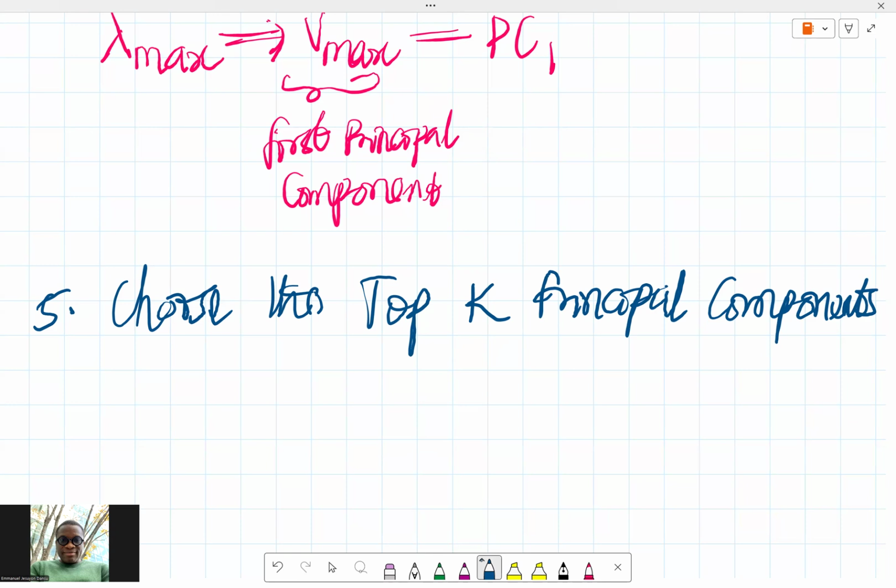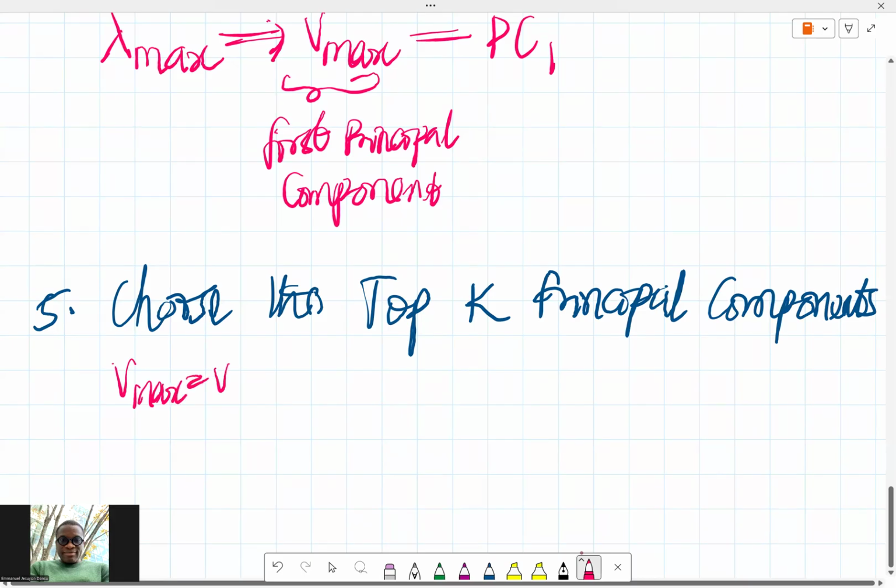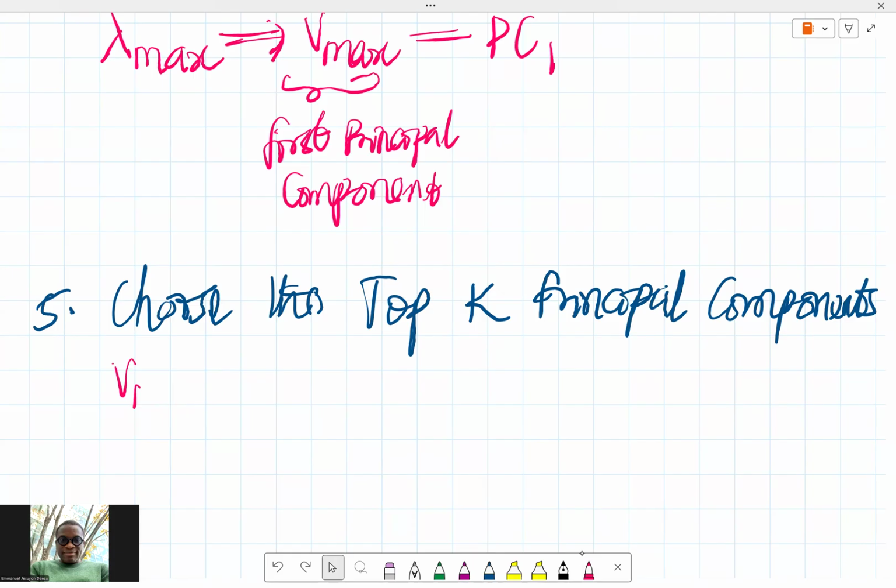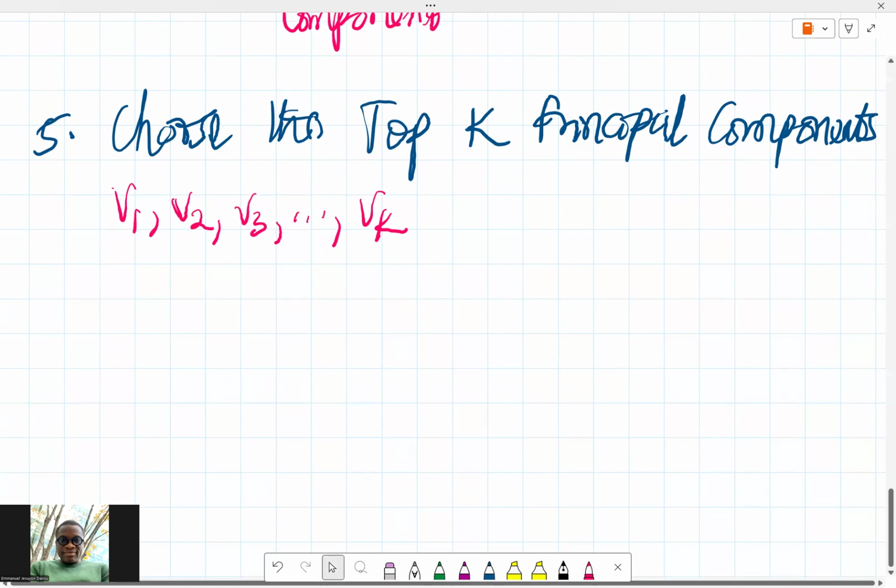So what you're going to have is Vmax, let's call that V1, which is the first principal component. Then you have V2, you have V3, and you go on until you get to VK. If you need 7, you go as far as 7. If you need 5, you go as far as 5. So choose the top k principal components, whatever k is for you. Maybe out of the 10 features, you want 8 or 7 at the end of the day. So you just go in that order.